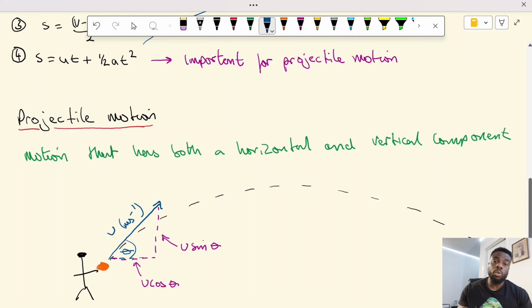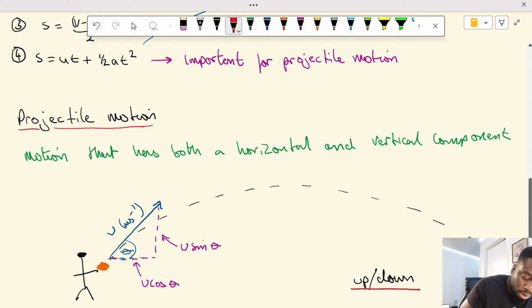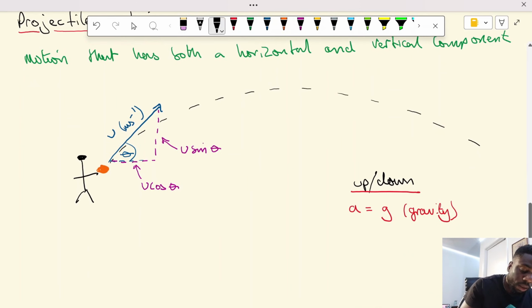The vertical component will deal with what the ball is doing, traveling up and down. And up and down, if I just write a quick note, up, down, you are dealing with gravity. So the acceleration is always g. So g for gravity, or gravitational acceleration. But left, right, you're not dealing with anything except the initial velocity.